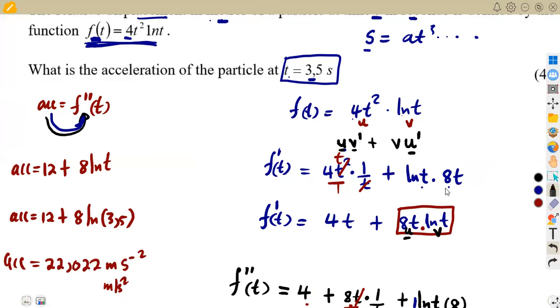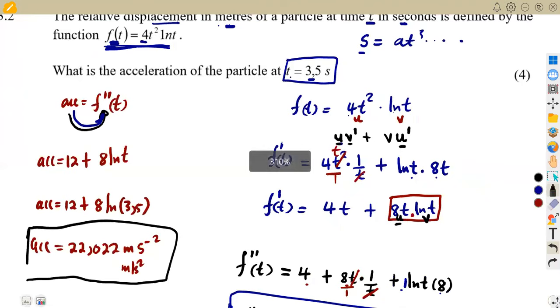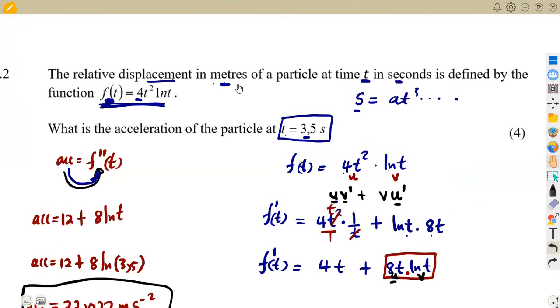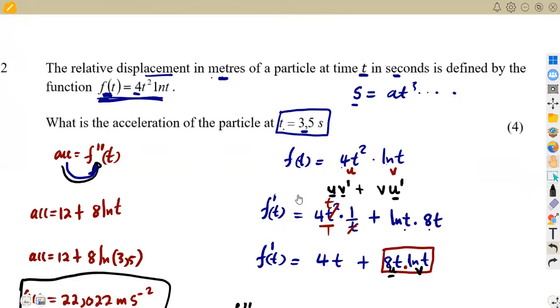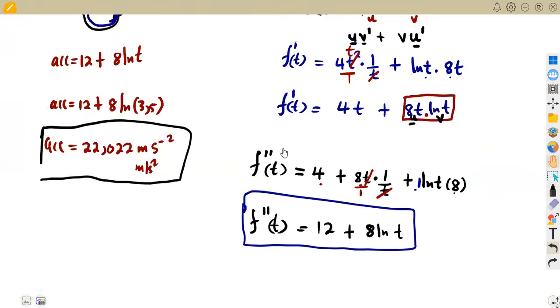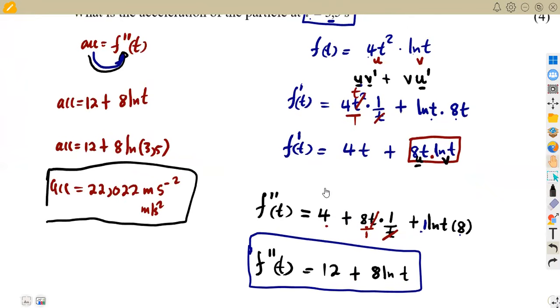All right, so that is how we could have obtained our acceleration when the time is 3,5 from displacement. Acceleration is the second derivative if you are given displacement. If you are given velocity, you simply differentiate your velocity as it is.